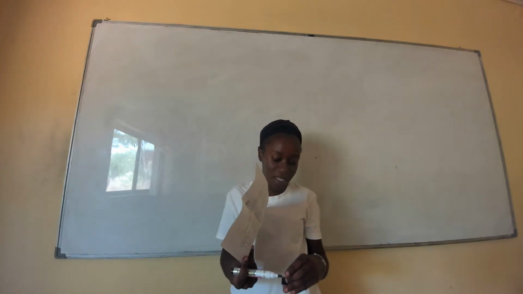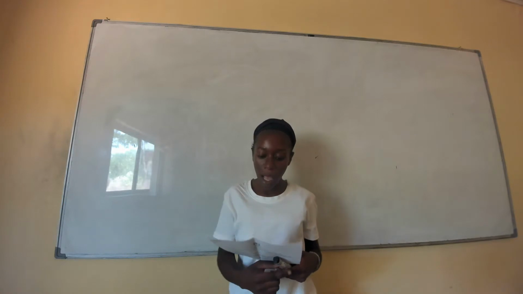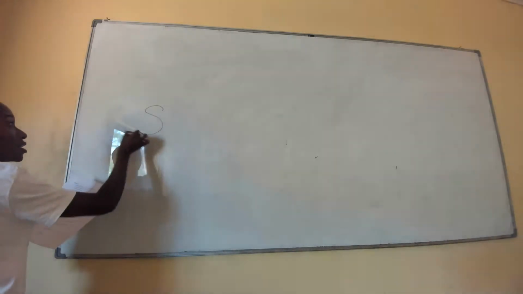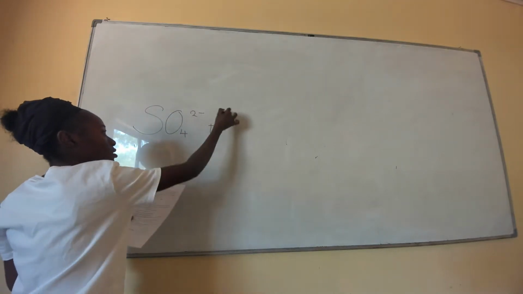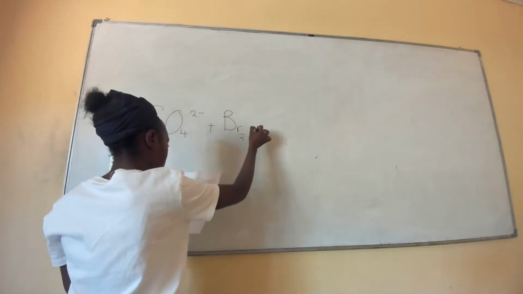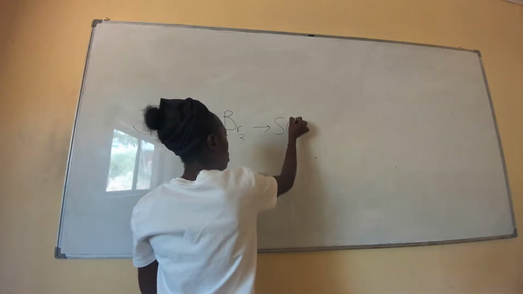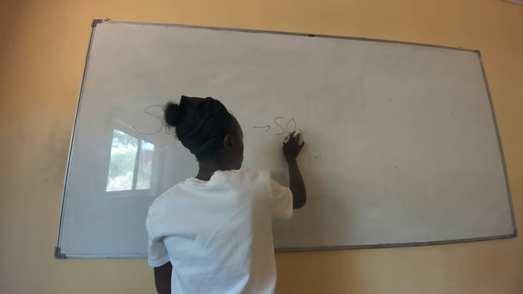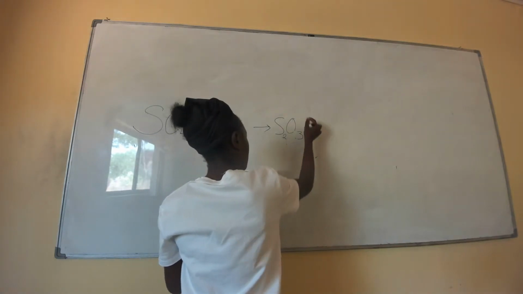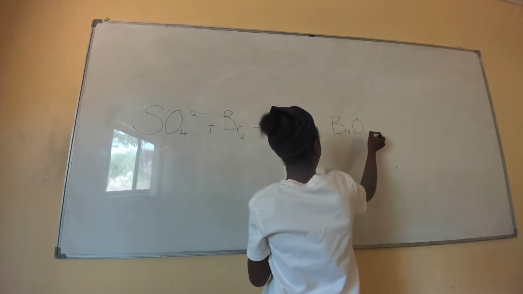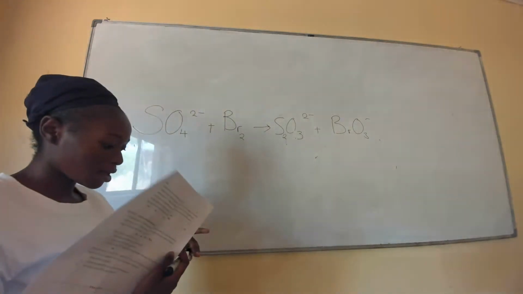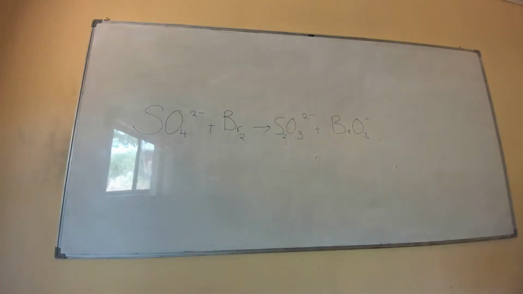So question 3C says we balance the redox reaction under acidic medium. The reaction was SO4 2 minus plus Br2, which is bromine, to give S2O3 2 minus plus BrO3 minus. So that was the question given to us, and we're being asked to balance it in acidic medium.